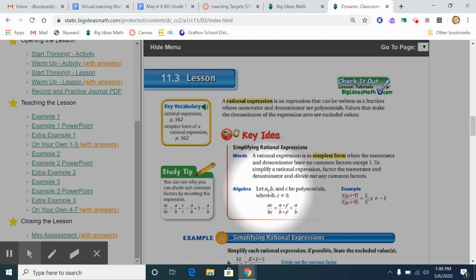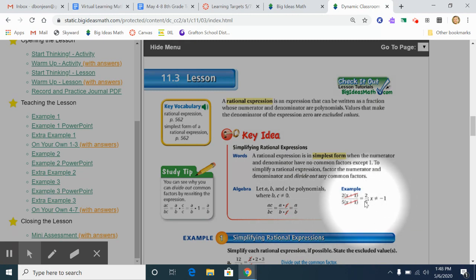Okay, so algebraically, let's take a look at an example they give us. They're saying, here's a way we can look at this. Let A, B, and C be representing polynomials where B and C are not 0. And we can see that we have A times C on the top and B times C on the bottom. And those C's, those common factors, we could simplify by canceling them out and be left with just A over B. All right, so that's an algebraic way of looking at it.